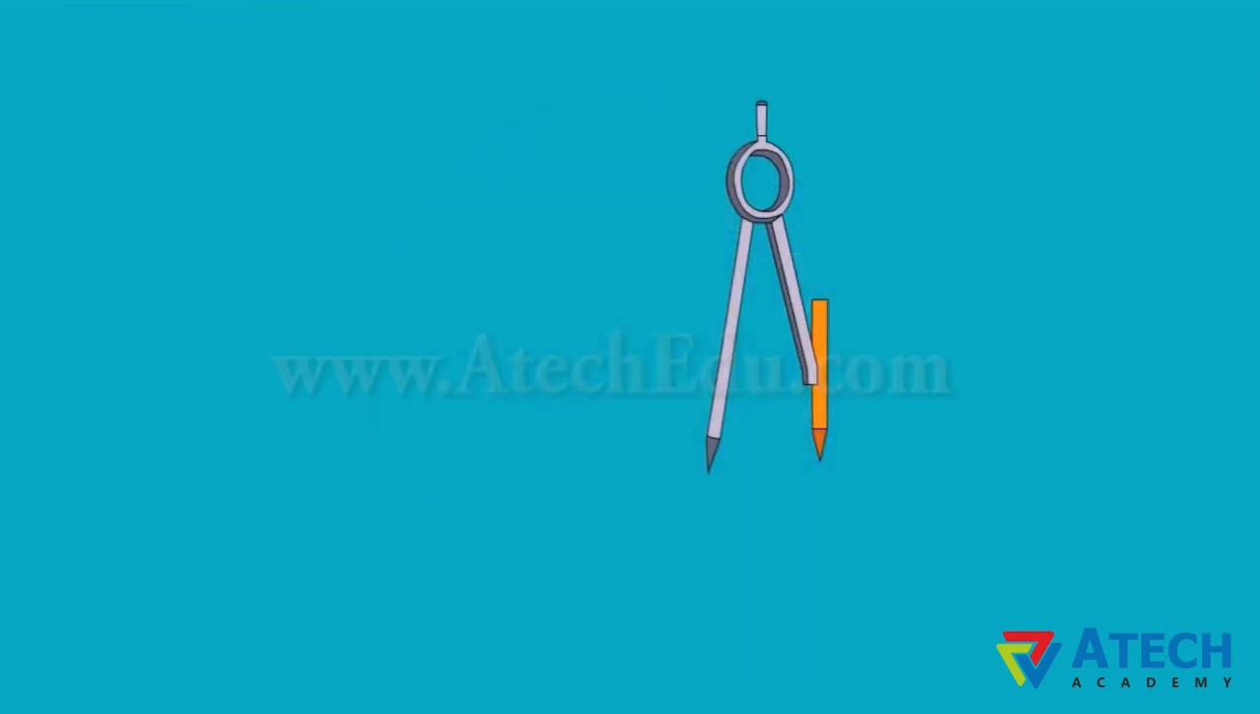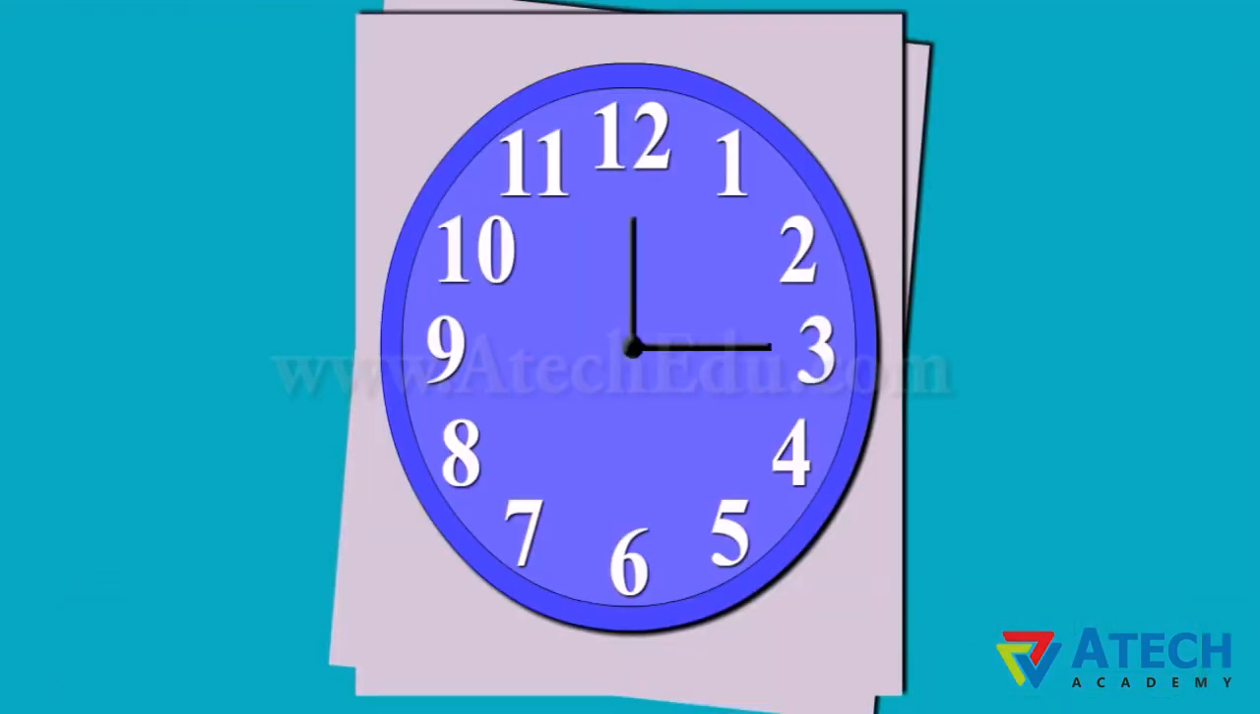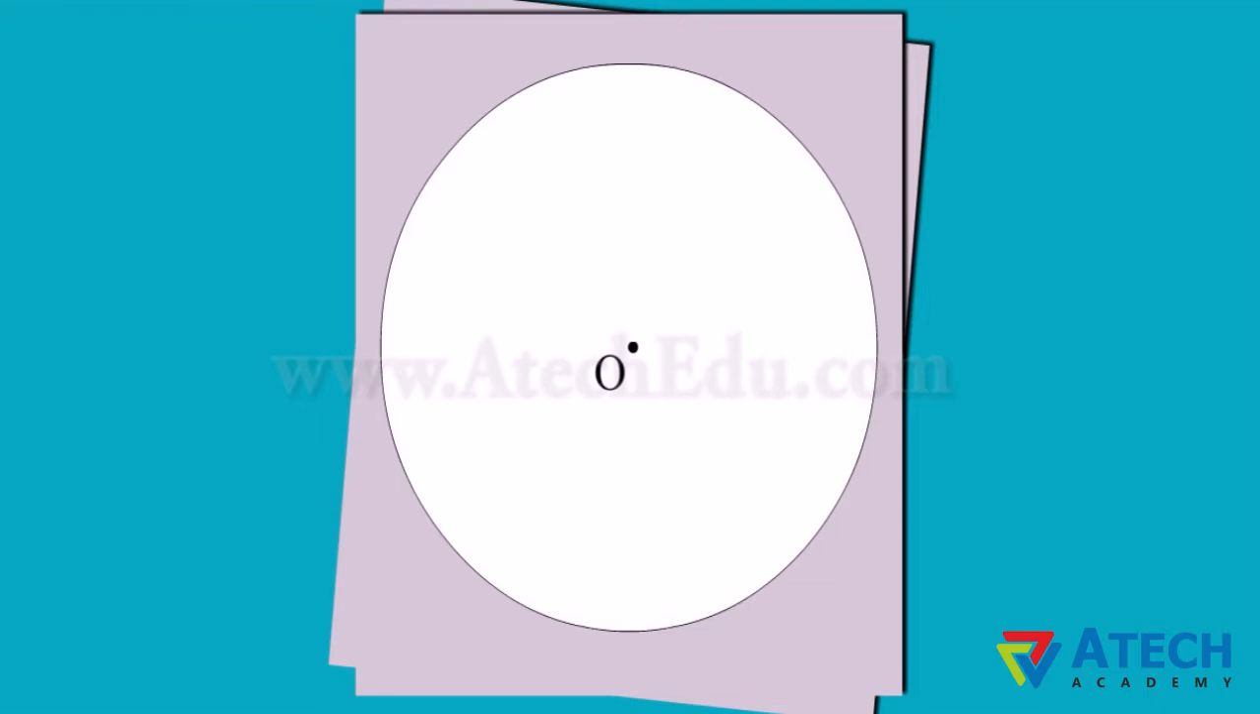The collection of all the points in a plane, which are at a fixed distance from a fixed point in the plane, is called a circle. The fixed point is called the center of the circle. O is the center. The fixed distance is called the radius of the circle. Length OP is the radius of the circle.